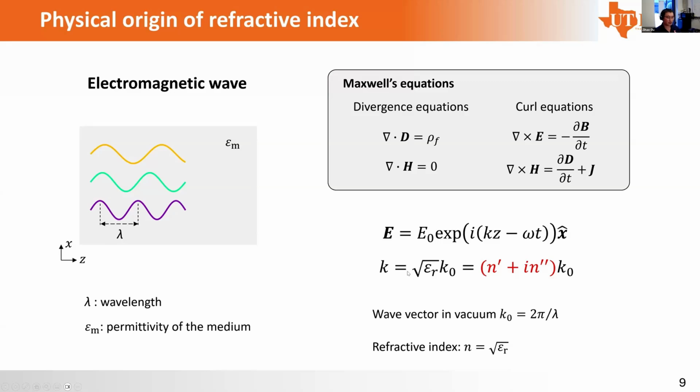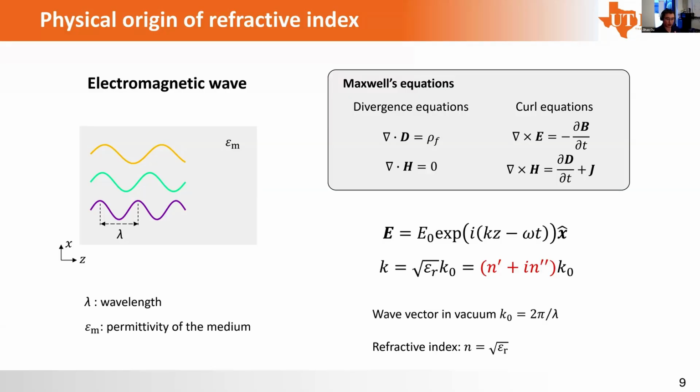And this wave vector is equal to the square root of the dielectric constant times the wave vector in the vacuum. I won't go into too much of the mathematics, but what is important here is the square root of the dielectric constant. This is the mathematical definition of refractive index. Usually, when we talk about the dependence of the dielectric constant on frequency, it has both real and imaginary components. Similarly, because we're just taking a square root of the dielectric constant, the refractive index will also have real and imaginary components.